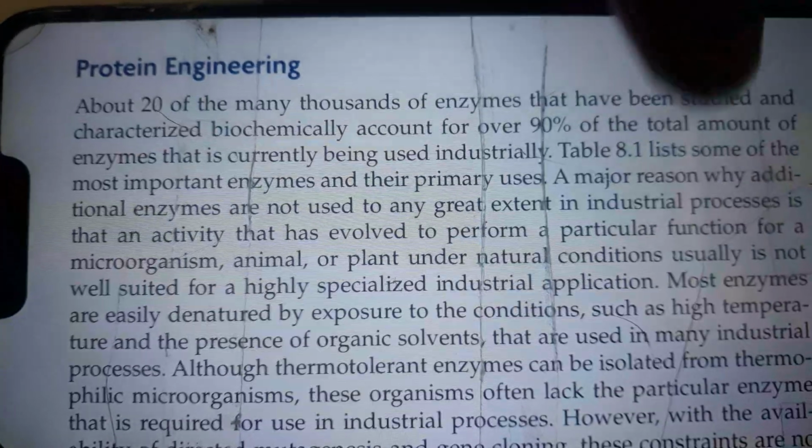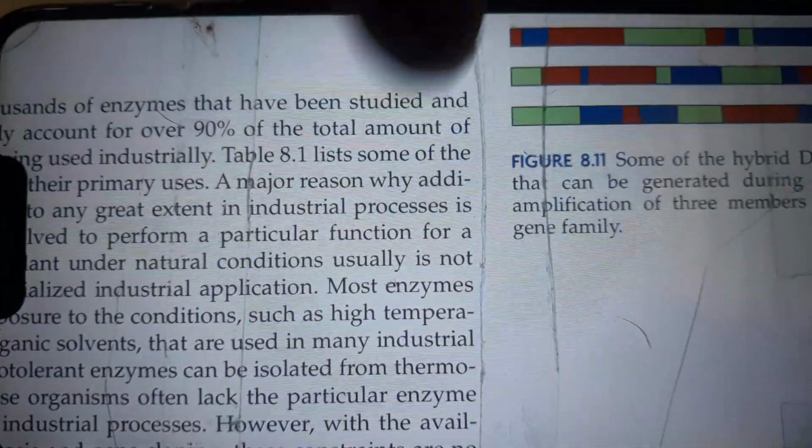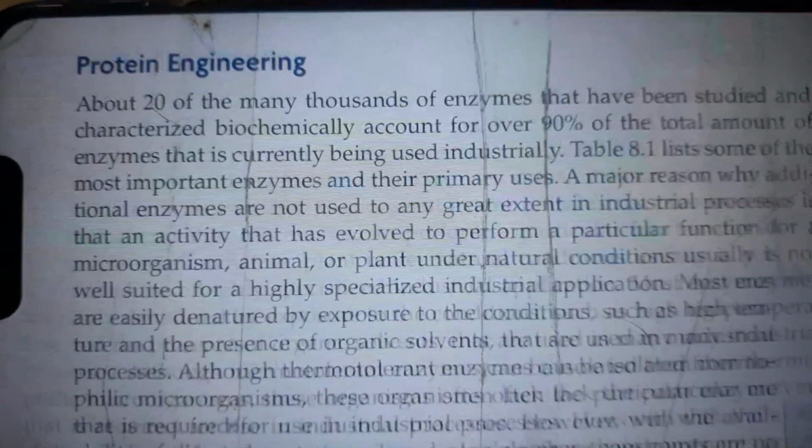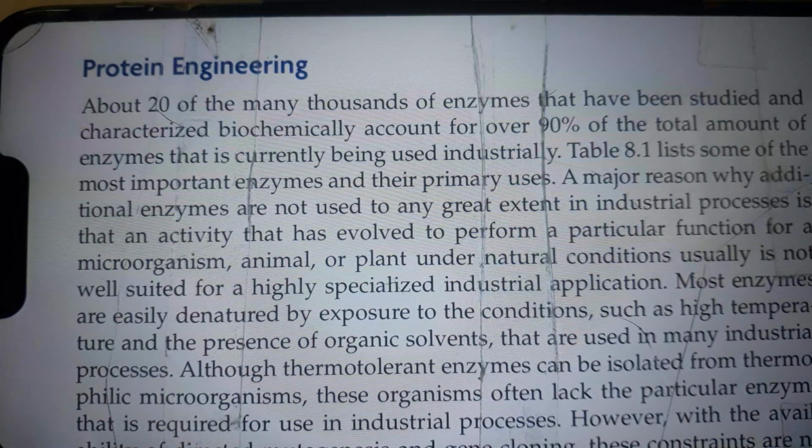On to the next topic of protein engineering, and before that we have a small figure here, which is 8.11B, showing some of the hybrid DNAs that can be generated during PCR amplification of three members of a gene family. So on to protein engineering.